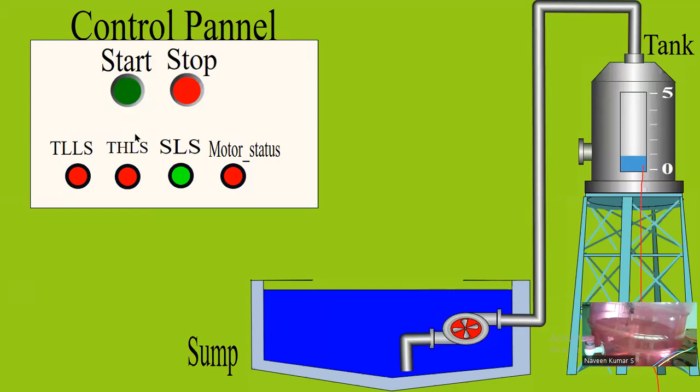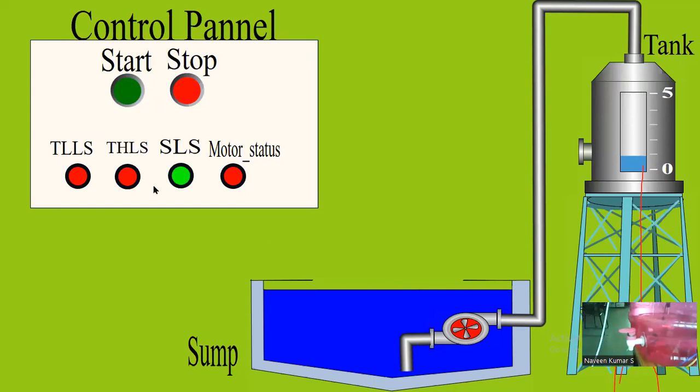Again, see, there is no water in the tank. Still, the motor is not turning on because I turned off the automation system. That is how we can have some controls from the SCADA screen. We can have the indicators of the field devices on the SCADA screen.